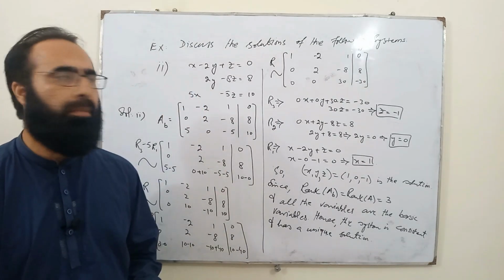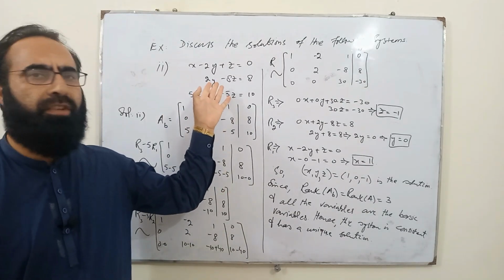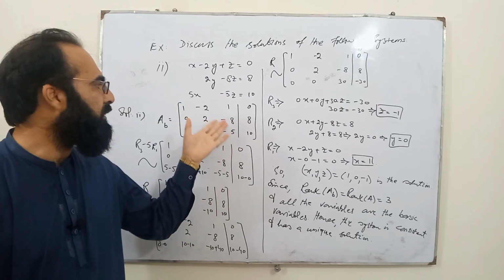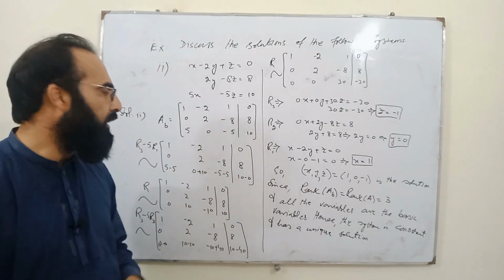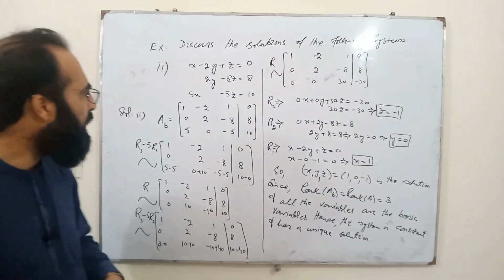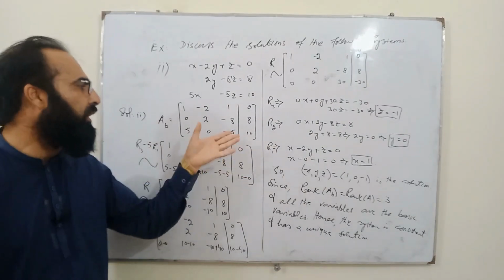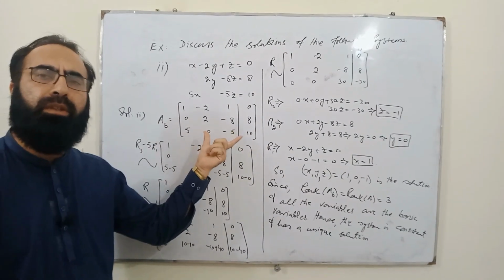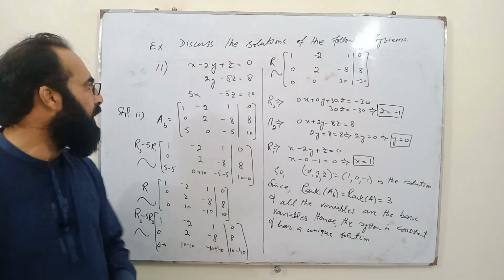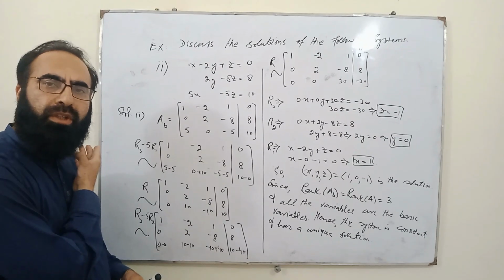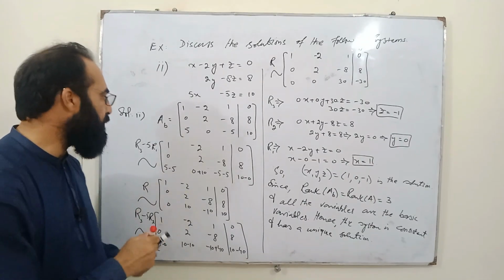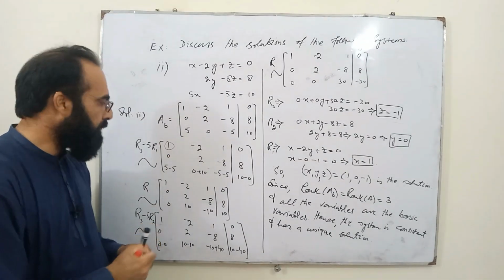Second part of the example. Here we also have a system of linear equations, and its corresponding system is represented by AB, the augmented matrix. In the same fashion, we have to transform the given system into echelon form, and the first non-zero entry from the left side in the first row is 1.